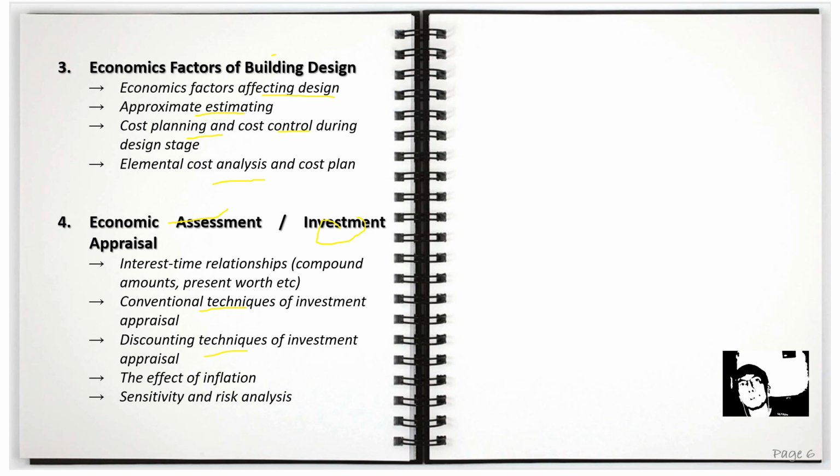So same goes to alternative materials. For example, we have a lot of option in terms of material. We can go for concrete, we can go for steel, we can go for timber, for example. So we can carry out the appraisal technique to make the best decision. Itu yang dipanggil economic assessment or investment appraisals. That's what we're going to learn. Starting from topic 3 and 4 ni, there are a lot of calculation.